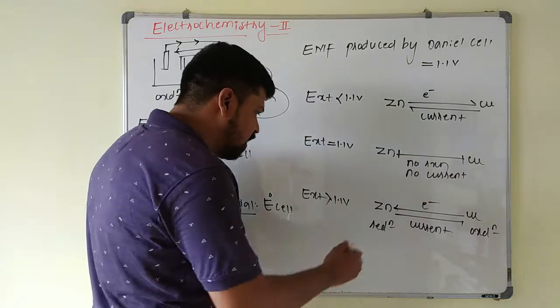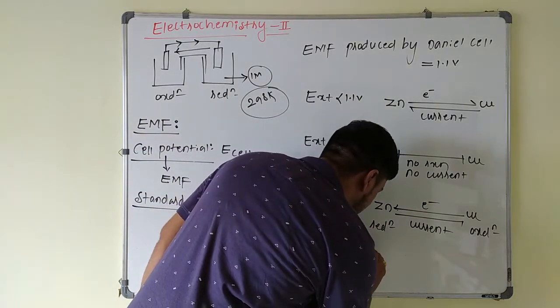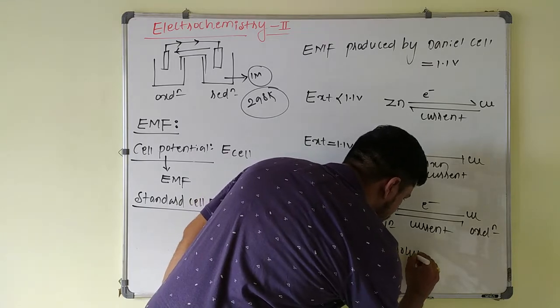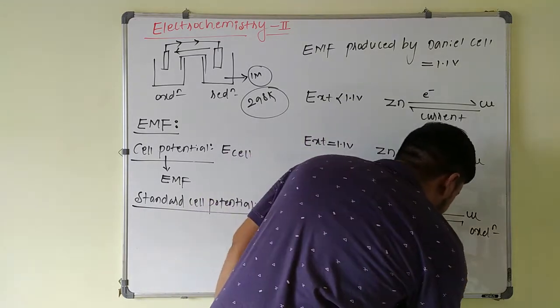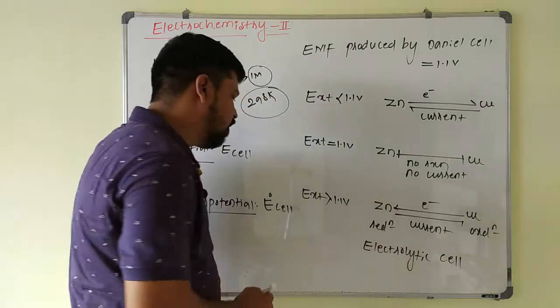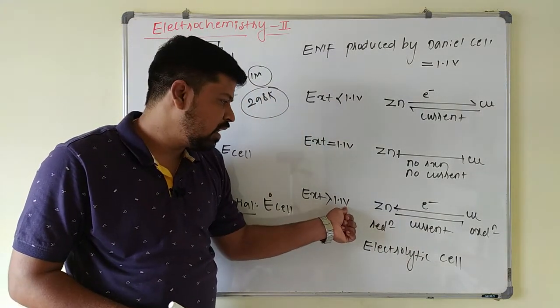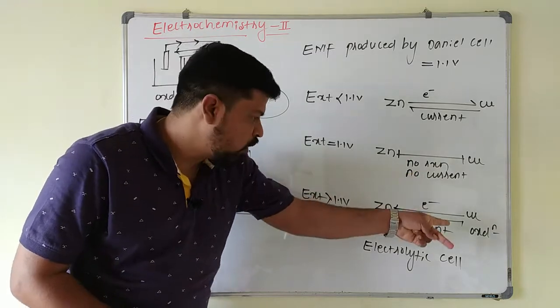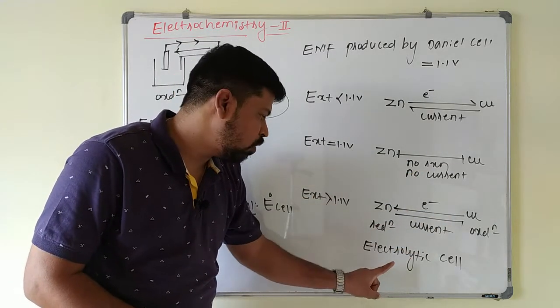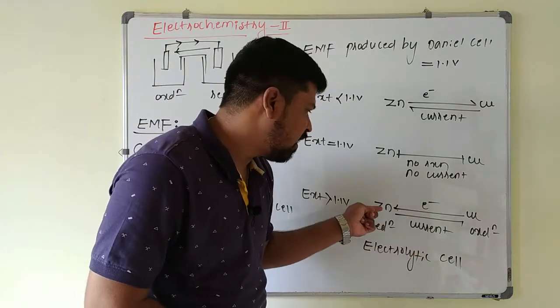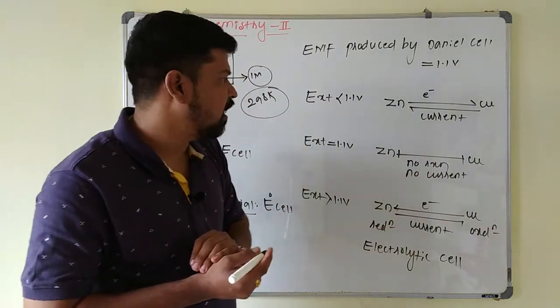Now here it is acting as an electrolytic cell. This will be your electrolytic cell. Whenever the external applied voltage is greater than 1.1 volt, this galvanic cell, that is the Daniell cell, is converted into an electrolytic cell. The flow of electrons will be reversed and current is moving in this direction.